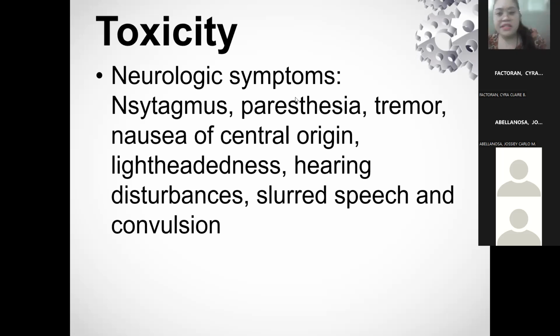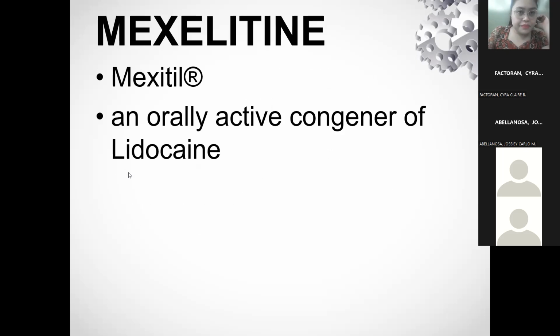Okay? And then paresthesia, that's a tingling sensation in the nerves, especially in the periphery. And then tremor, nausea of central origin, so it's from the brain, lightheadedness, hearing disturbances, slurred speech, and if a really high dose of lidocaine was given to you, it can cause convulsion, okay? Shaking of the body because of the abnormal firing of the neurons. So definitely all of these are neurologic symptoms. Okay?